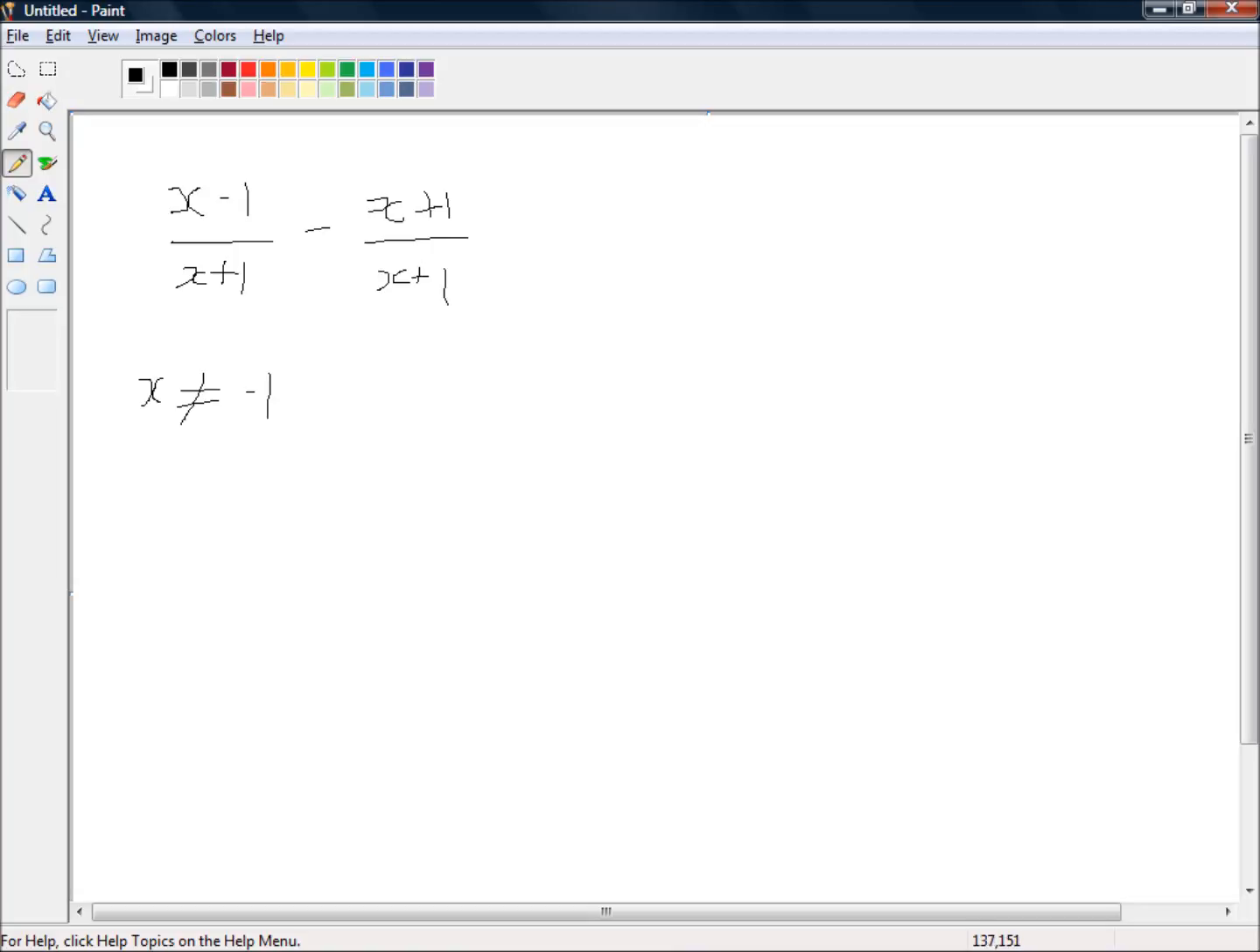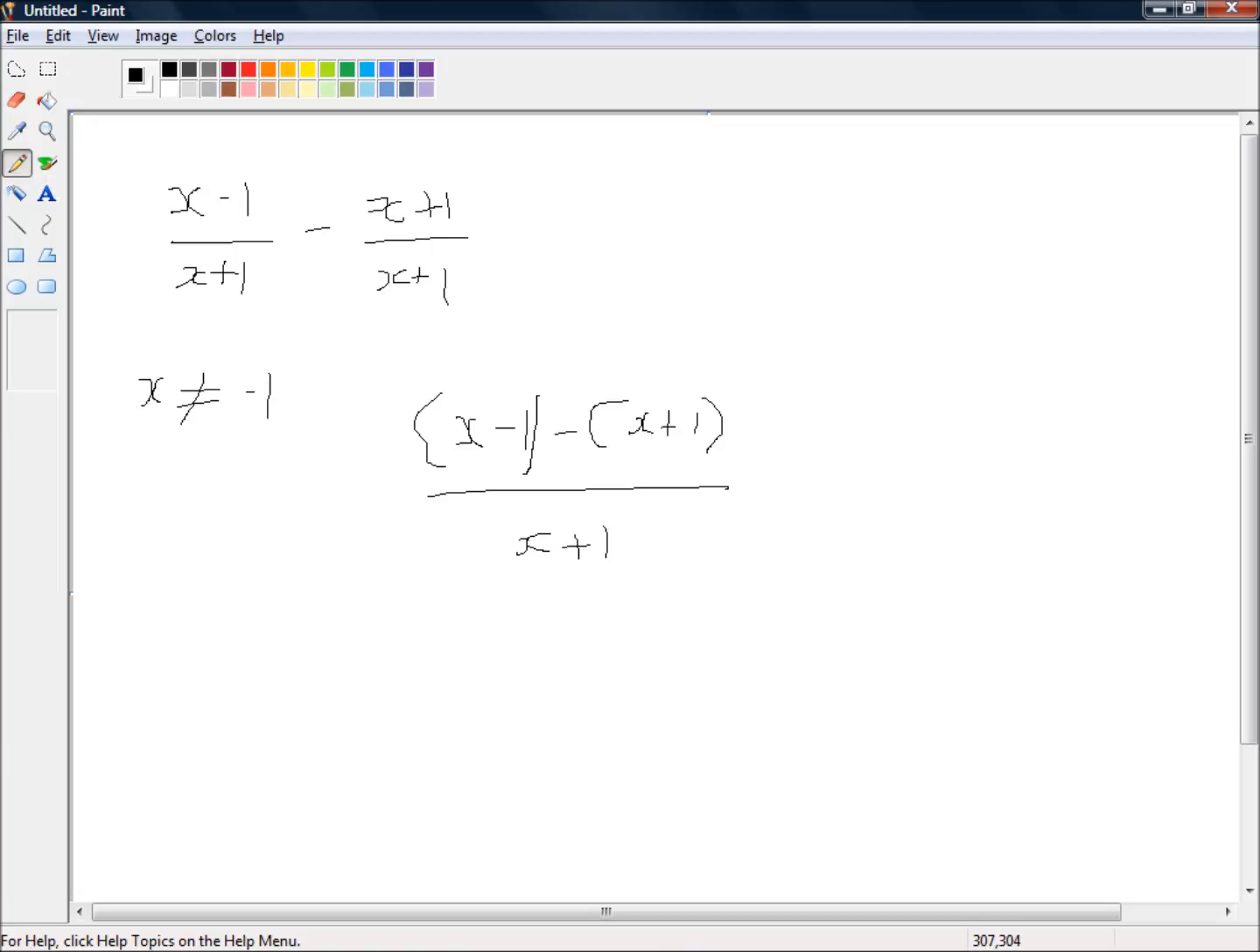subtract these fractions. We know the denominators are already the same, so we can skip the step where we make the denominator the same. So we've just got x minus 1 minus all of x plus 1. And just for neatness, I'll put these in brackets, even though the brackets are strictly speaking unnecessary. And that's all over x plus 1.